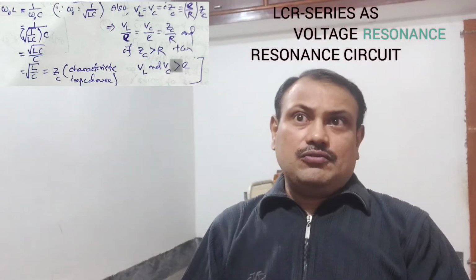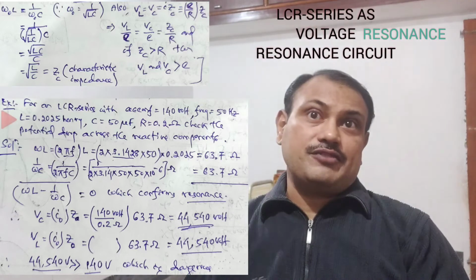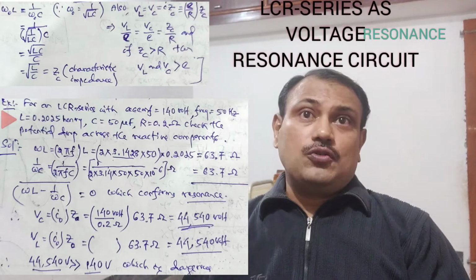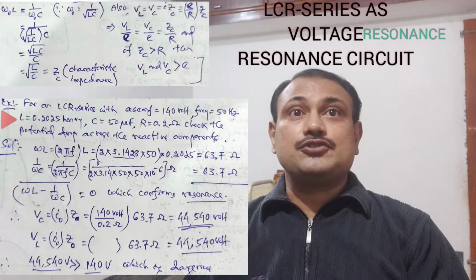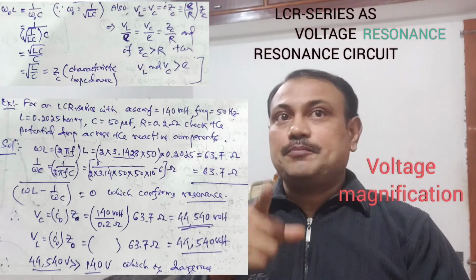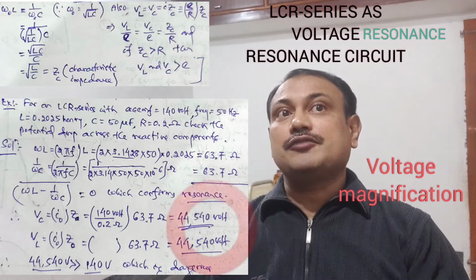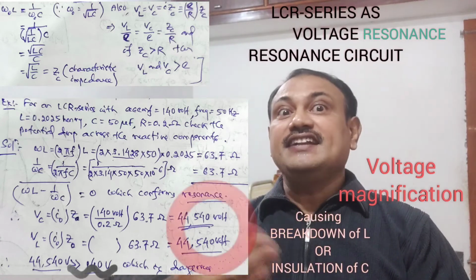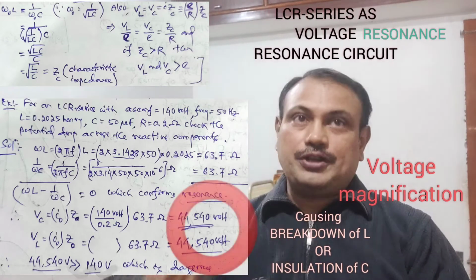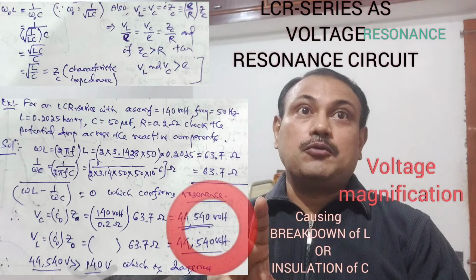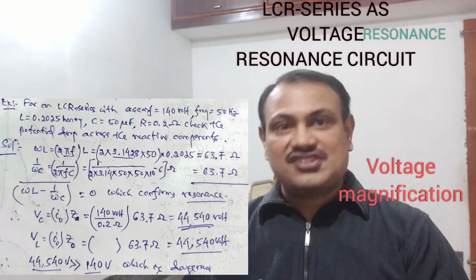We can check this with an example, that is an LCR series circuit with an AC EMF of 140 volt with frequency 50 Hz, inductance 0.2025 Henry, capacitance 50 microfarad, resistance of 0.2 ohm. Then the potential drop across the inductor and capacitor is equal to 44,540 volt, which is 318 times more than the source voltage, that is 140 volts. So here the voltage is magnified, and that is why it is called a voltage resonance circuit.